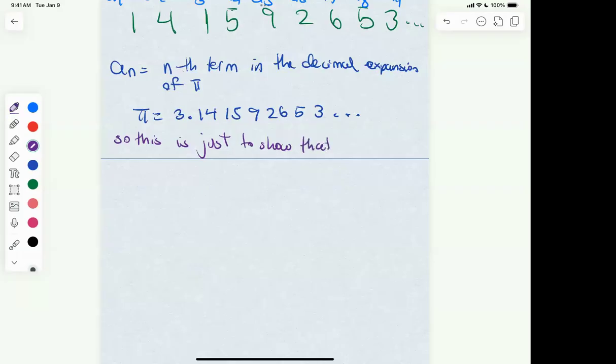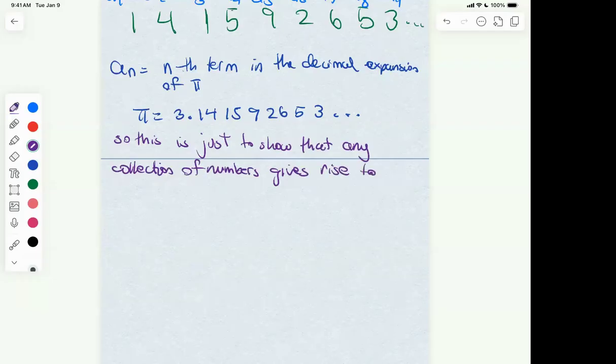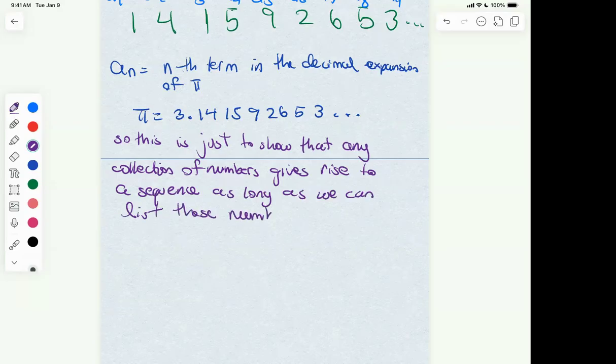Anyway, this is just to show that any collection of numbers gives rise to a sequence, provided that this collection is listed in the way that I mentioned before, as long as we can list those numbers by the positive integers.